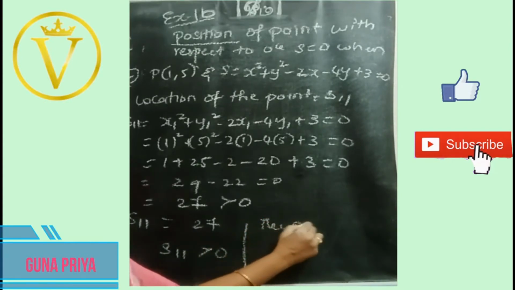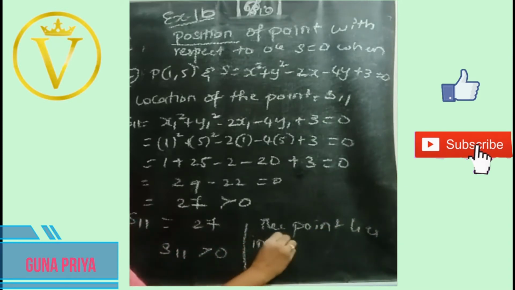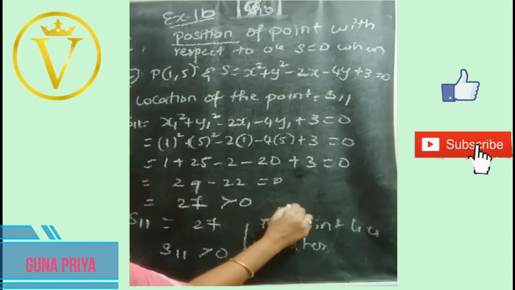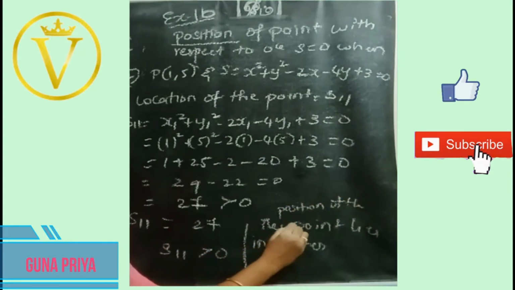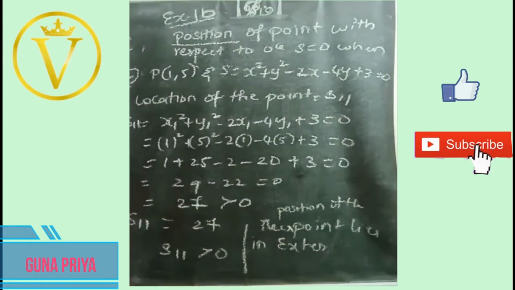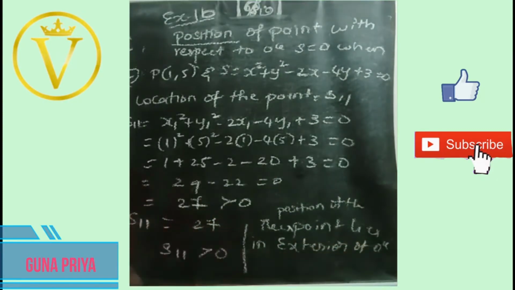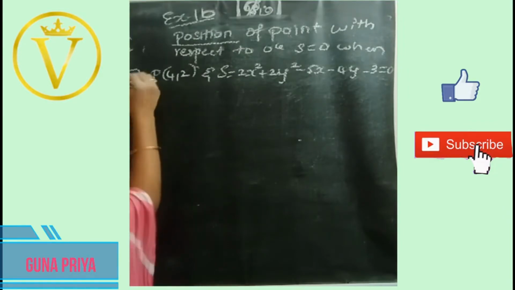The point lies in the exterior. You can write here: the position of the point lies in the exterior of the circle. You can simply write exterior. Okay, we'll see another problem, that is the third problem.